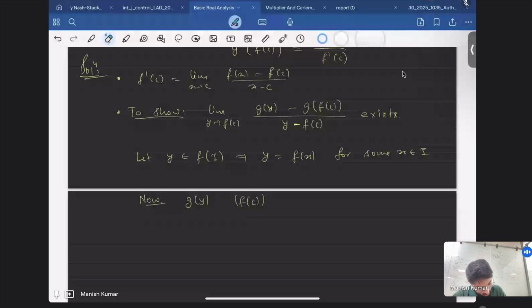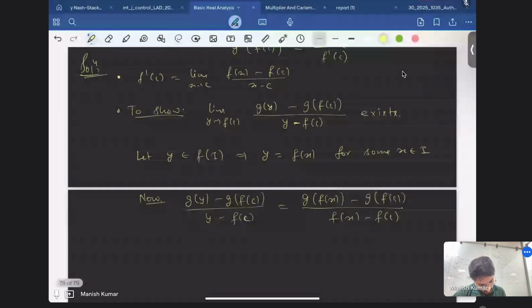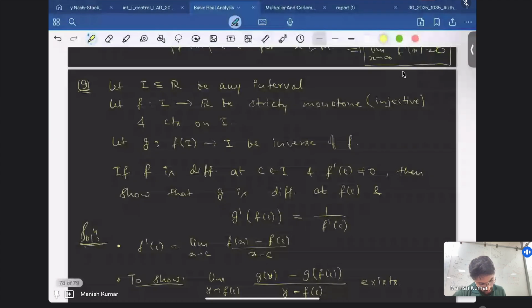Okay, now the thing is that f is given to be, so where is it, f prime c is non-zero. Okay, moreover, so here what I need to do, let me first write this, then maybe, so here I want to say this limit y should go to f(c).